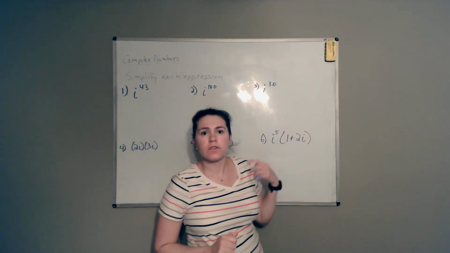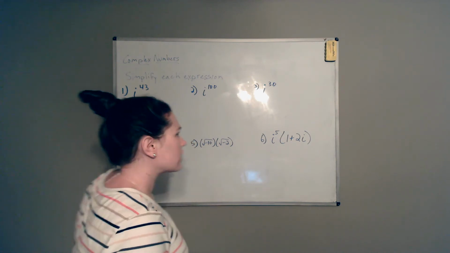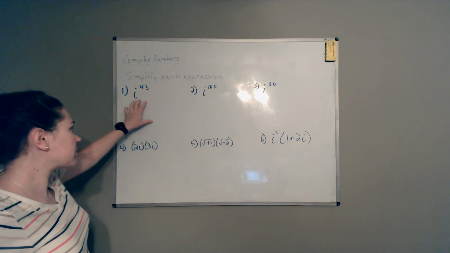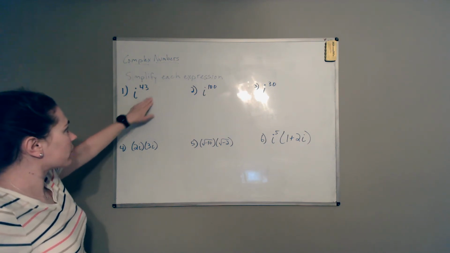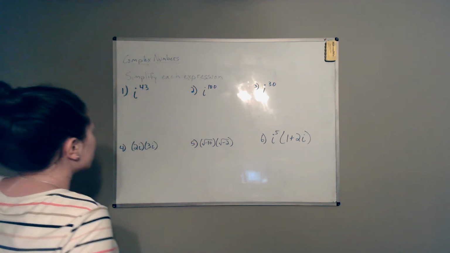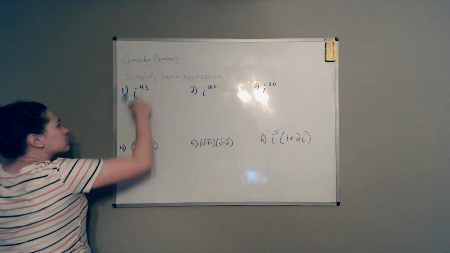Okay, so what we're going to do right now is, with complex numbers, simplify expressions. So first, we're going to start by just simplifying powers of i. Remember, any power of i greater than 1 raised to an integer power, you need to simplify it down. So i to the 43rd, remember what you're going to do here is you're going to take the exponent, okay?